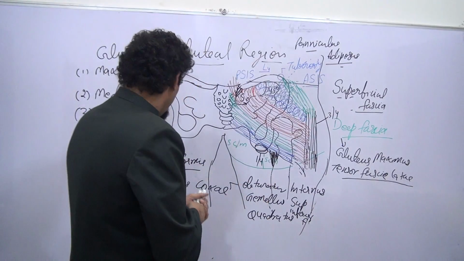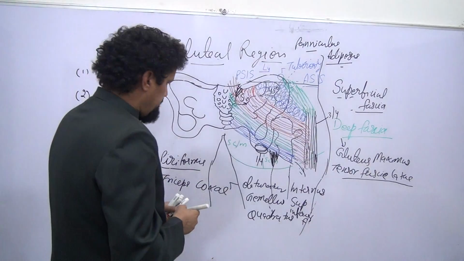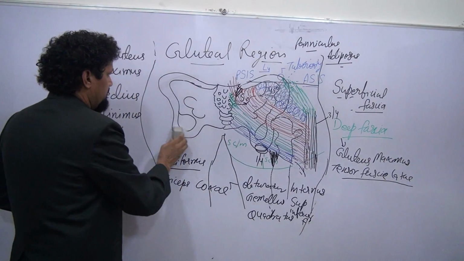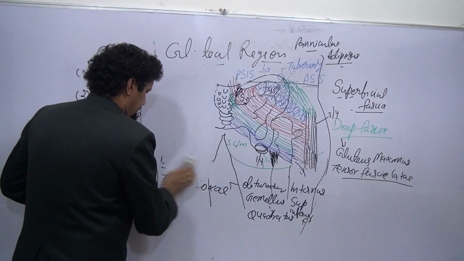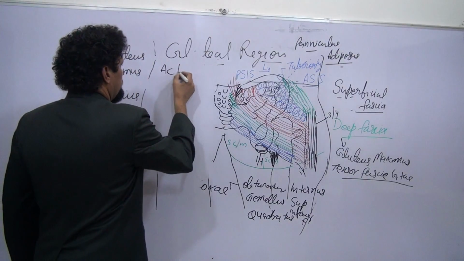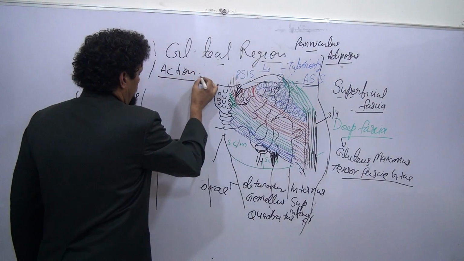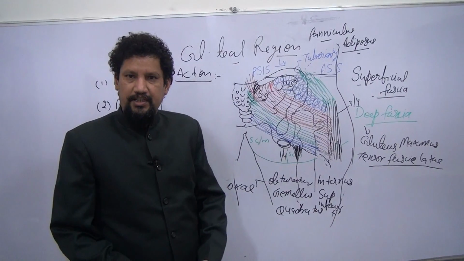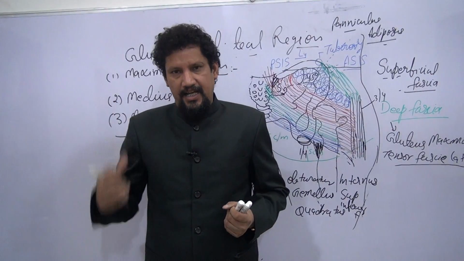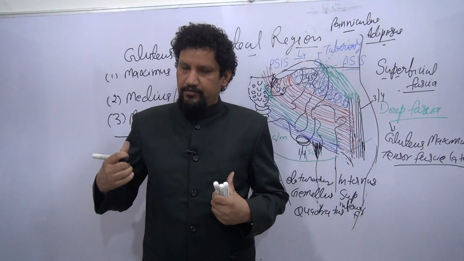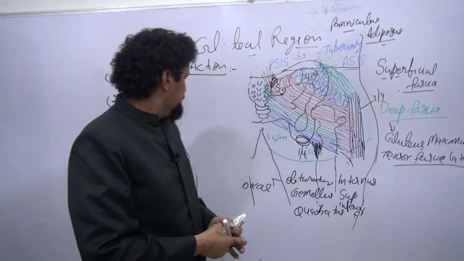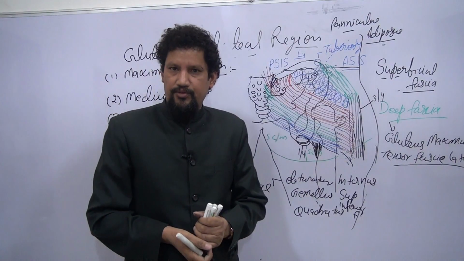Actions of the gluteus maximus muscle: the most important action of this muscle is that it is a powerful extensor of the hip joint. It extends the thigh on the trunk or on the hip joint, and it also extends the trunk on the hip joint. So it is a powerful extensor.